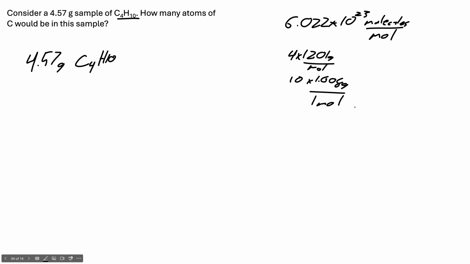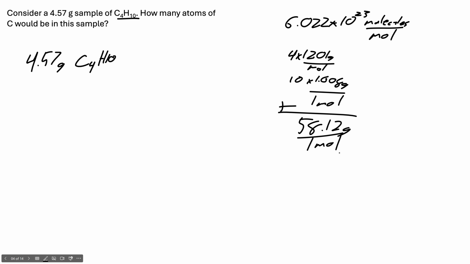Then I'm going to multiply those out and add them together. 4 times 12.01 plus 10 times 1.008 is going to give me 58.12 grams per 1 mole. And that's the molar mass of this sample.